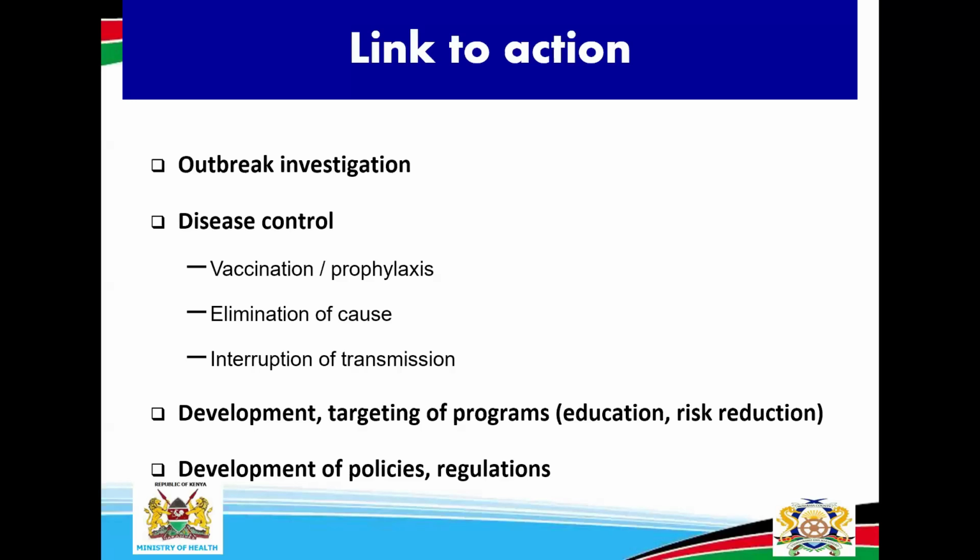Then you can also do disease control by eliminating a cause or the source. For example, if it's a point source for a cholera outbreak, you just need to come up with your action of preventing further spread of this disease by eliminating the source. Or you can interrupt transmission, for example, with the use of mosquito nets. That's how you link your surveillance activity to actions.